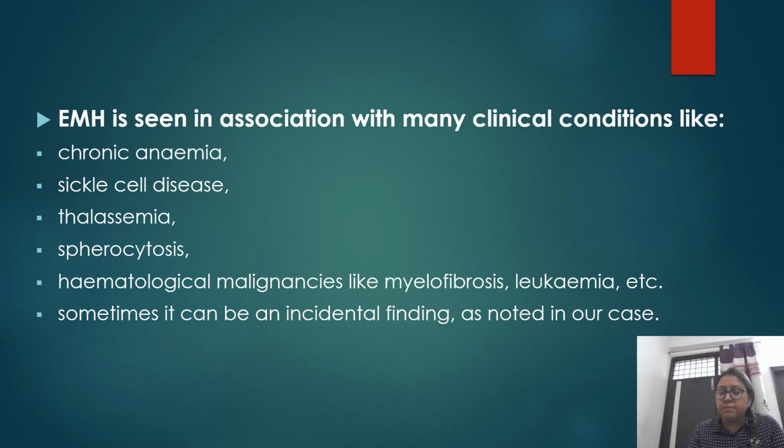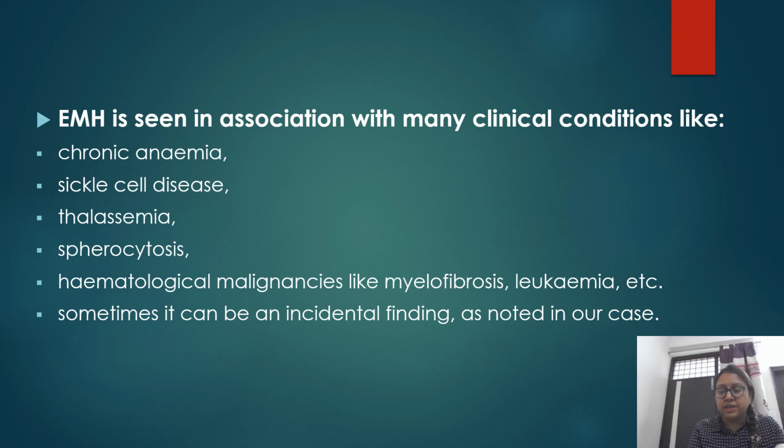You will find extramedullary hematopoiesis in association with chronic anemia. It can be seen anywhere, in liver, in spleen, whichever sites of EMH we mentioned, it can be found there. Thalassemia, spherocytosis, many hematological malignancies like myelofibrosis, leukemia, etc. And sometimes it can be an incidental finding, as we noted in our case. Imagine, the patient came to the hospital for a thyroid examination, but after investigation by FNA of the thyroid we got EMH. We did a retrospective workup: CBC was raised, peripheral smear, bone marrow examination, molecular studies, everything was confirmed.